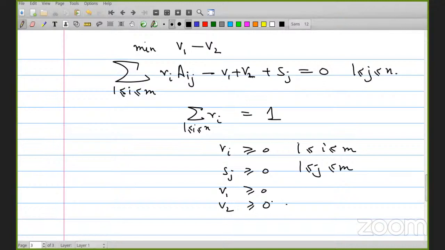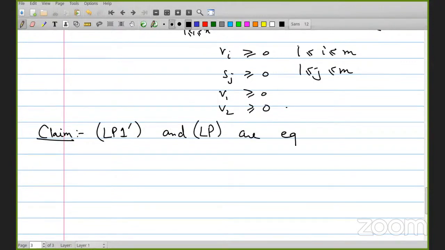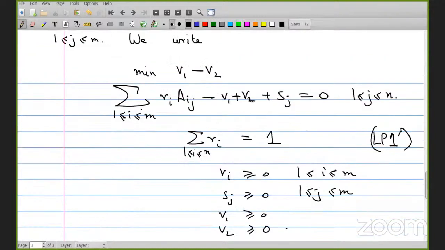So this is the thing to check. Let me call this LP 1 bar. So the claim is that LP 1 bar and LP are equivalent in the sense that they have the same optimal value, and given a solution of LP 1 bar, I can get a solution of LP just by reading it off. What will I do? I'll set my z to be equal to v1 minus v2. That's it. And all the other constraints will be satisfied with that.